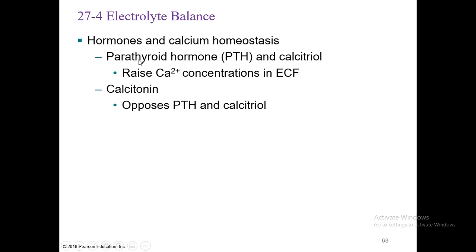Okay, I also want to mention here with calcium homeostasis. So the parathyroid hormone, PTH, and calcitriol, they both raise calcium ion concentrations. And then we have calcitonin, which does the opposite of that. It opposes the parathyroid hormone and the calcitriol.